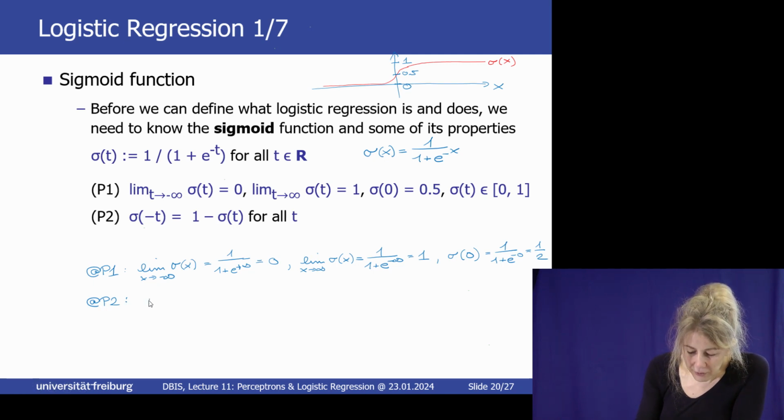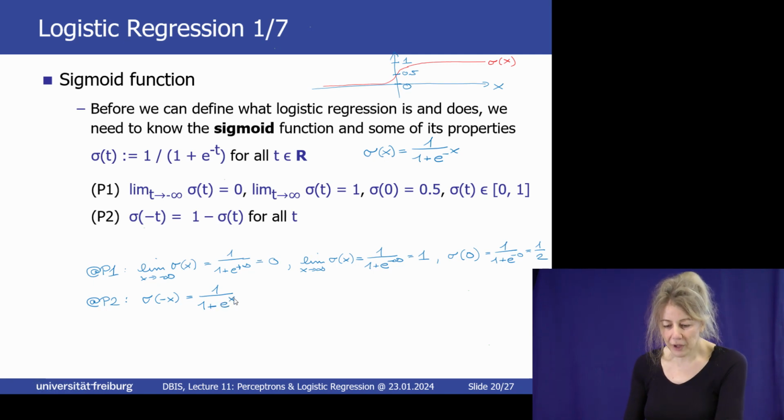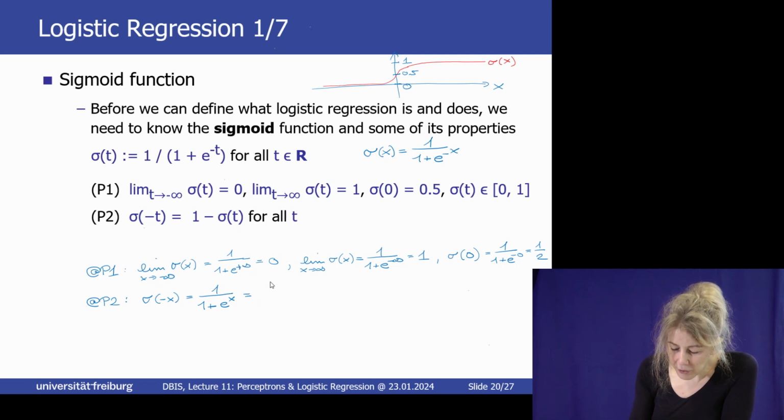So what is sigma, and let's do it with x, minus x. Let's just plug it in. It's 1 divided by 1 plus e to the minus x, so it's now e to the x. And let's just multiply numerator and denominator by e to the minus x. And when I do this, now I get e to the minus x plus e to the x times e to the minus x, which is 1. Now I have the numerator, denominator from this again.